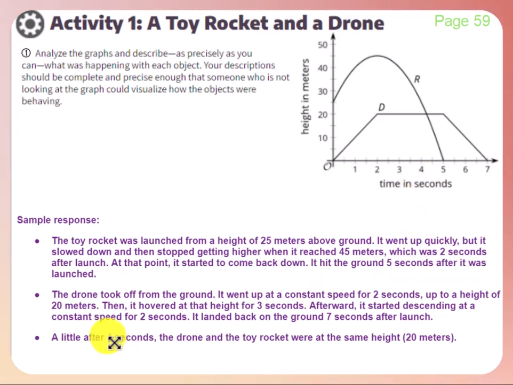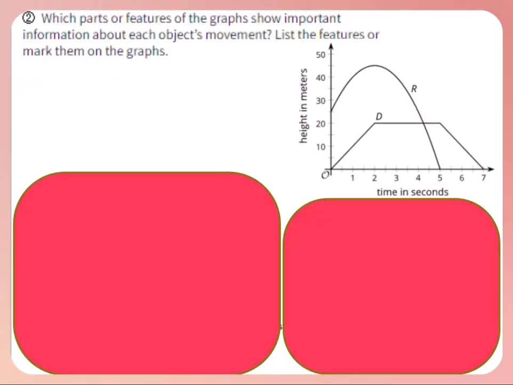A little after 4 seconds, the drone and the rocket were at the same height. So you see that intersection. Which part or features of the graph show important information about each object's movement? List the features or mark them. So I want you to take some time to write down what we just did if you haven't already, and then mark them on this graph.